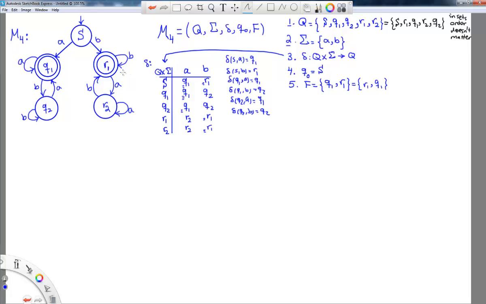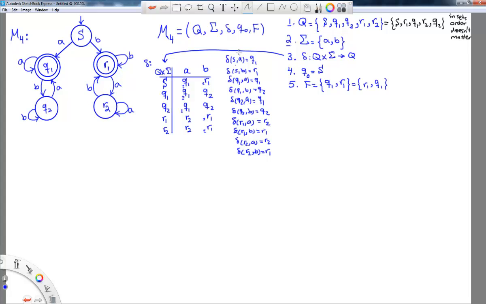And then I'll also have to do the R's. So delta of R sub 1 and A is R sub 2. Delta of R sub 1 and B is R sub 1. Delta of R sub 2 and A is R sub 2. And delta of R sub 2 and B is R sub 1.